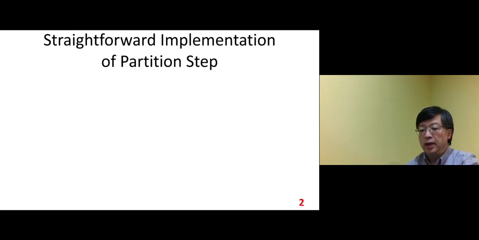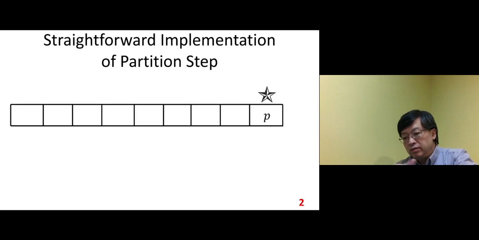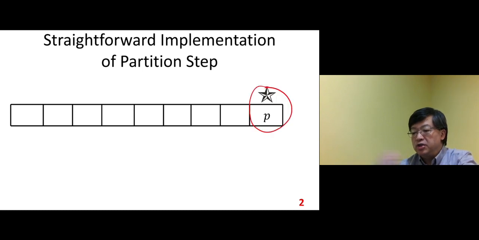So we want to get better information about the partitioning details. All right. First, let's do the partitioning step in a straightforward way. Based on our intuition, we can easily do it this way, but it may not be the best way. Let's start with an array, and we use the last element as the pivot.